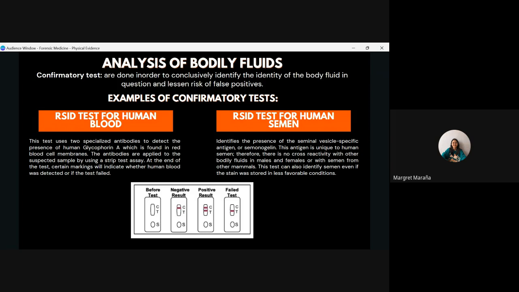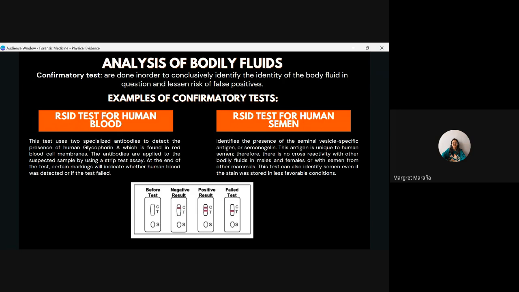Tapos, pag negative result naman, yung control strip lang, yung letter C lang yung may line dapat. Pag positive siya, para siyang sa pregnancy test, dalawang lines ang magpapakita, parehas dun sa control and sa test bands. And lastly, pag failed test or nag-error siya, yung letter T lang, or yung test band lang yung may line.